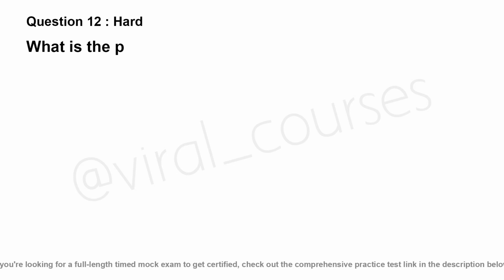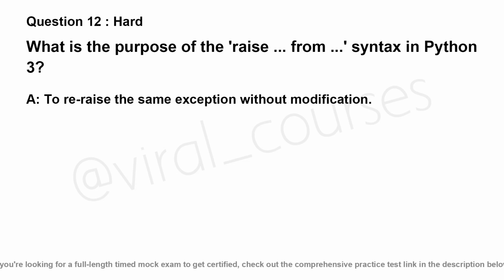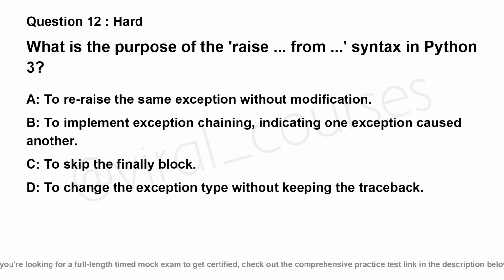What is the purpose of the raise from syntax in Python 3? Option A. To re-raise the same exception without modification. Option B. To implement exception chaining, indicating one exception caused another. Option C. To skip the finally block. Option D. To change the exception type without keeping the traceback.